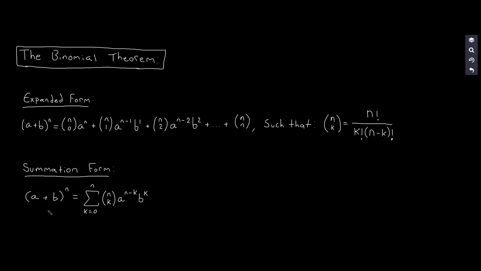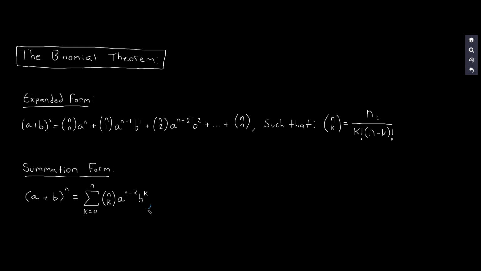Before we get started with the example, I just want to explain the summation notation. So we have a plus b quantity raised to some power n. Note the presence of n on top of the letter sigma. We start at k equals 0 and stop at n. We run it through n choose k, which is the coefficient that goes in front of a raised to the power of n minus k times b raised to the power of k.